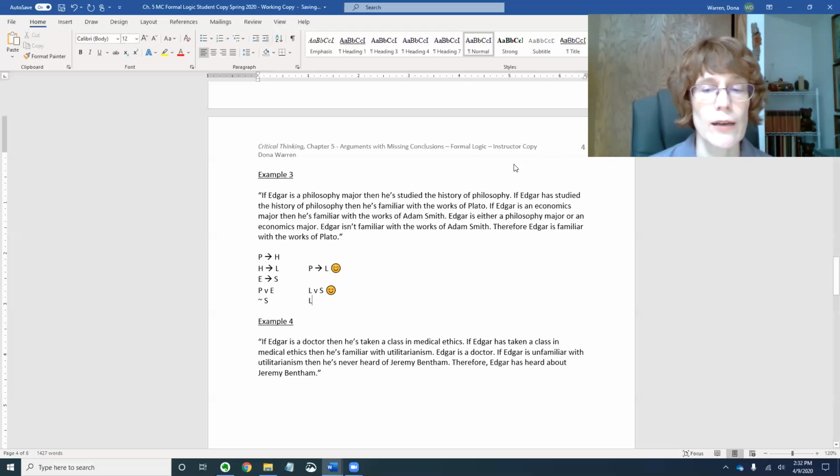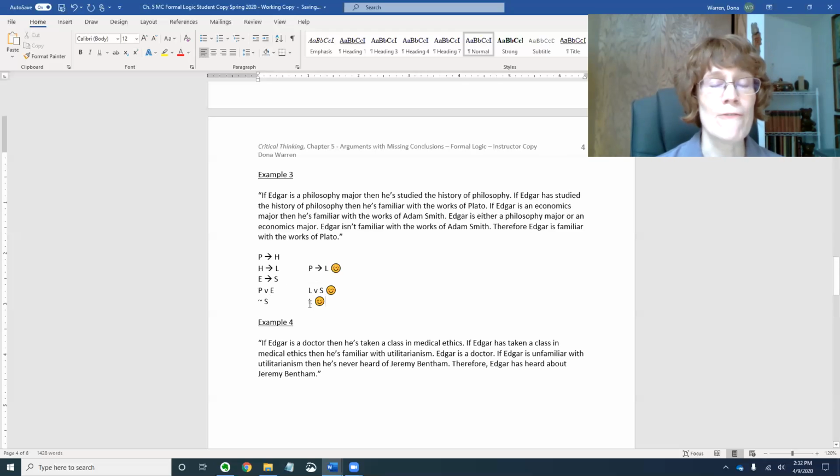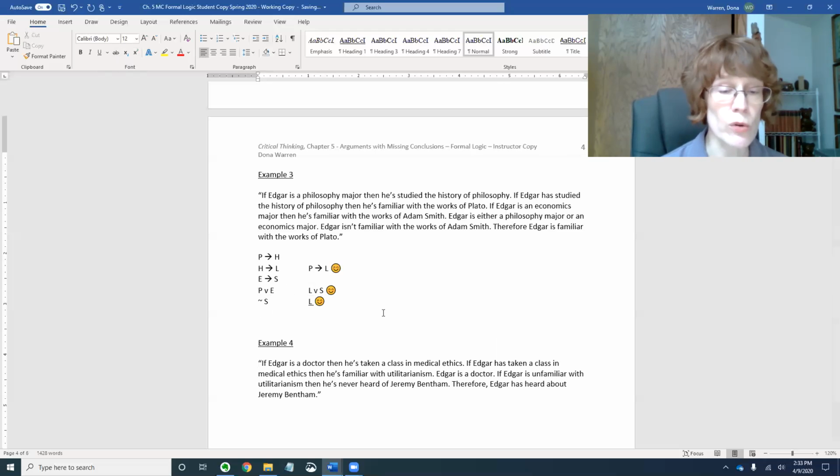And let's take a look. Therefore, Edgar is familiar with the works of Plato. We got that with a valid inference, disjunctive syllogism, and that's exactly where the author wanted us to go. That's the conclusion. So we were able to work our way from the premises over here on the left to the conclusions over here on the right, using only valid inference forms. So this thing is valid.